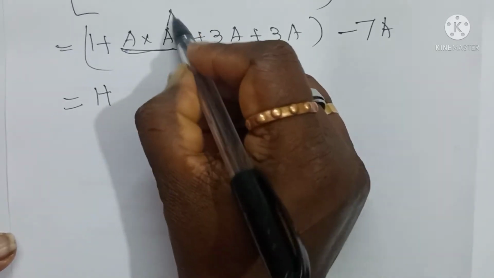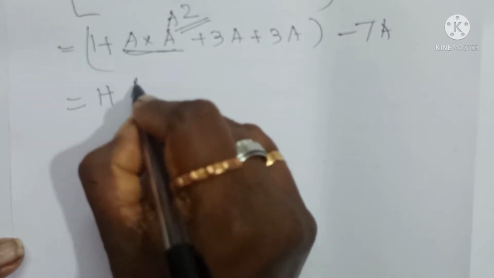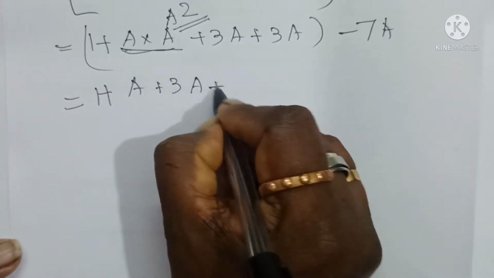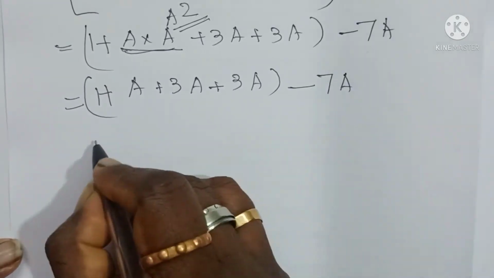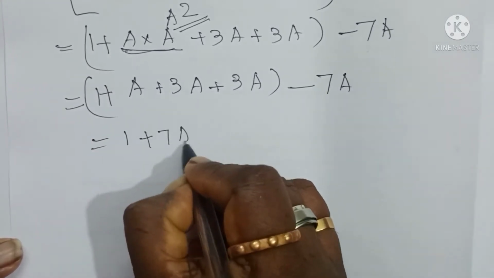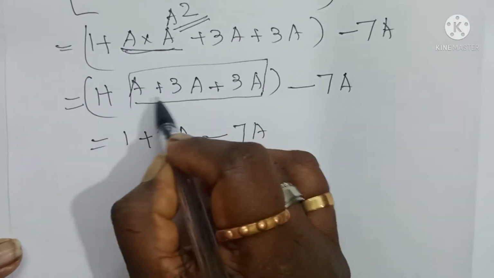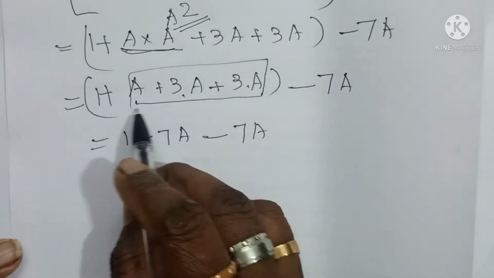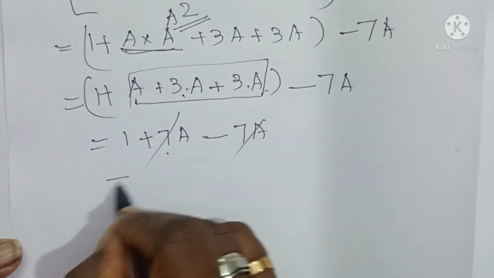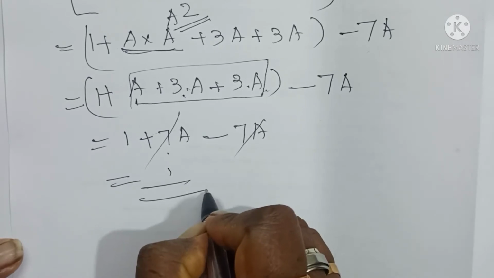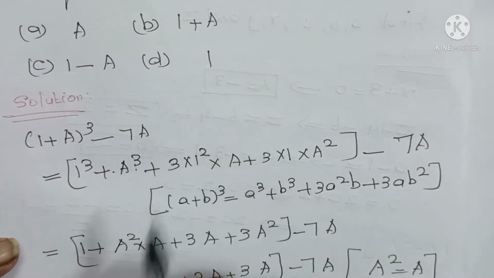Which is equal to 1 plus A into A square. What is the value of A square? Again A. So 1 plus A plus 3A plus 3A minus 7A, which is equal to 1 plus 7A minus 7A. This is all in A. So A plus 3A plus 3A is equal to 7A. So this cancels, and it is equal to 1. So what is the answer? 1. So option D is the correct answer.